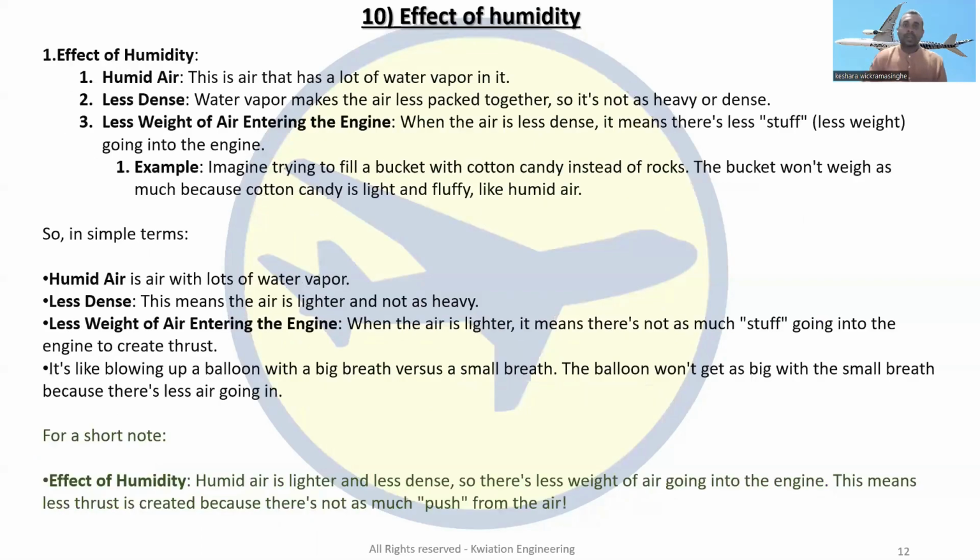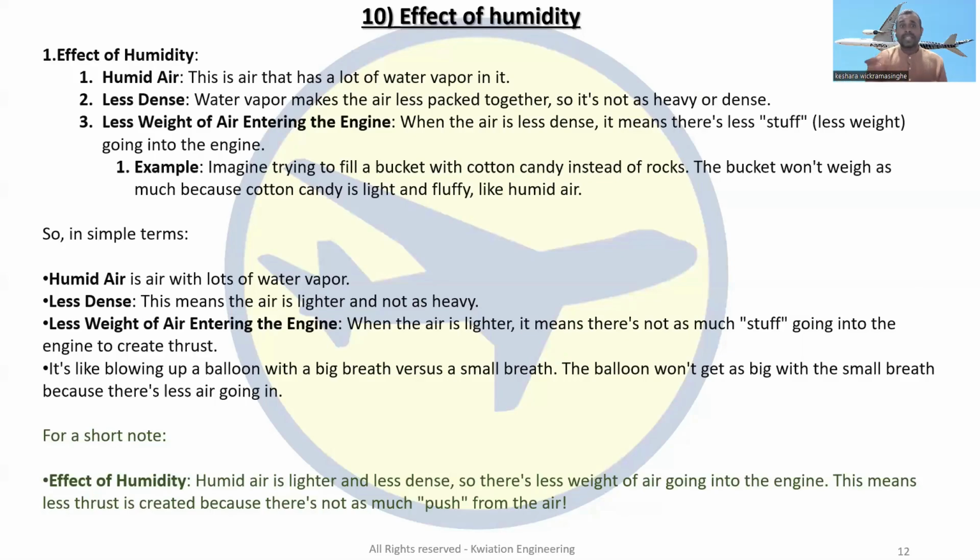Now the effect of humidity. Let's go first one, humid air. What is humid air? This is air that has a lot of water vapor. So it is less dense. Water vapor makes the air less packed together, so it's not as heavy or dense.